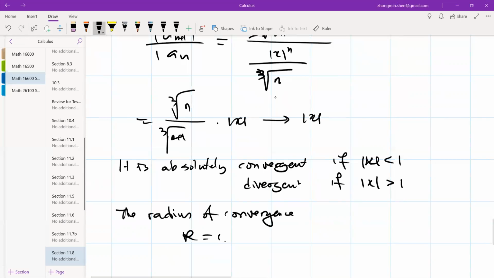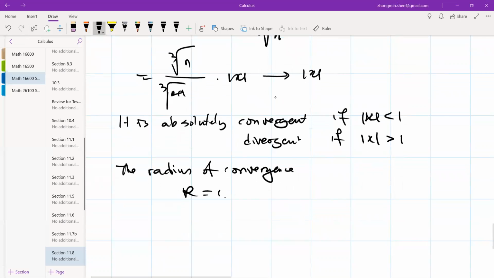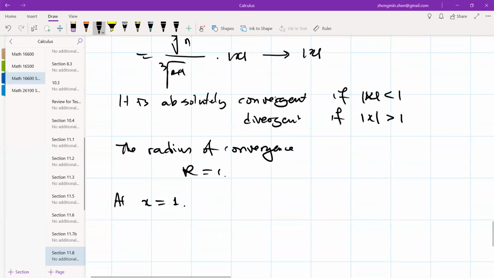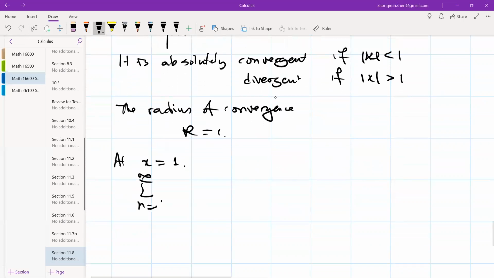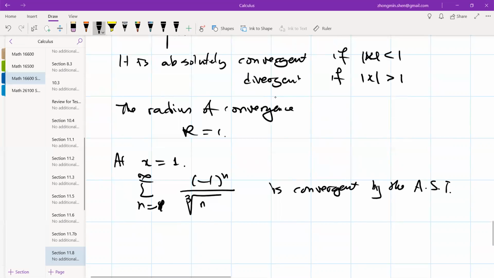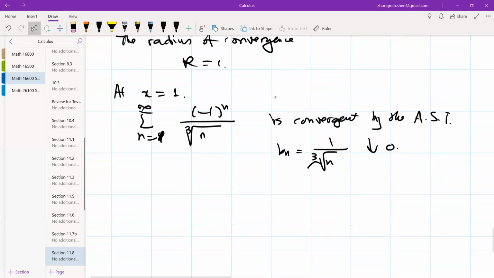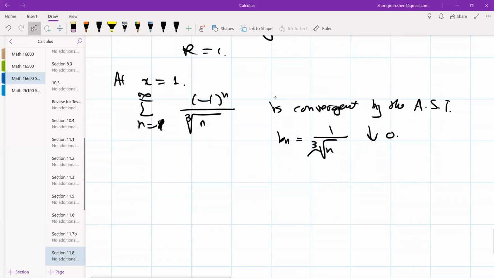My next question is, how about the endpoint? Is it convergent or divergent? So we look at the endpoint. When x equals positive 1, you get the series, and clearly it's convergent. Why? By the alternating series test. In this case, bn equals 1 over the cube root of n, and it's decreasing to 0. We just make a simple comment; you don't need to give all the details. It's clear.